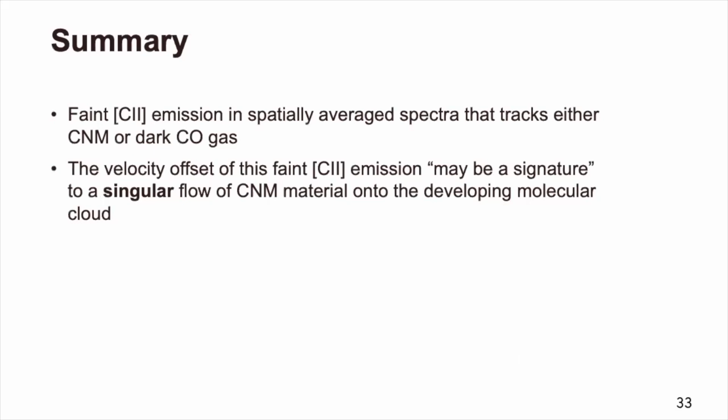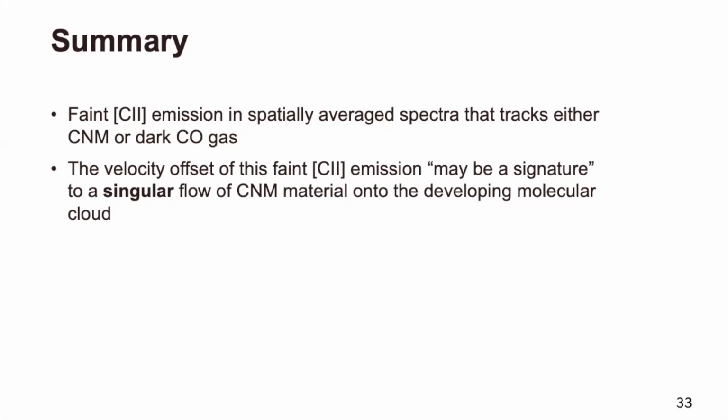Okay, so I warned you that the results are going to be kind of ambiguous. I think in summary, we see faint C+ emission. After we spatially average the spectra, that tracks CNM gas or CO-dark gas. I think that's a pretty positive result. Okay. The velocity offset of that faint emission may be a signature. I'm not going to go out on a limb and say it's absolutely a signature of a singular flow of CNM material onto the developing molecules.